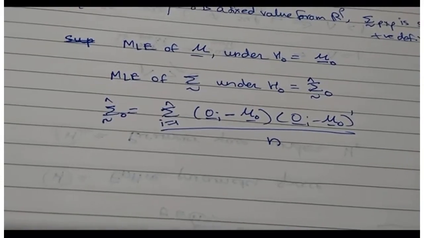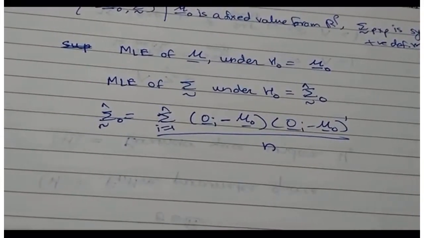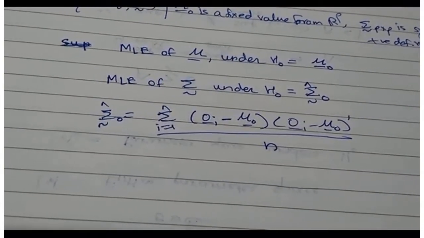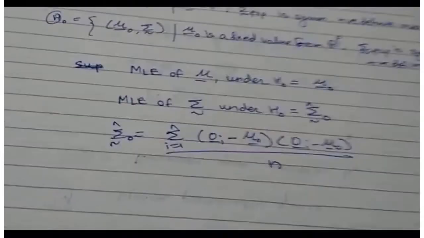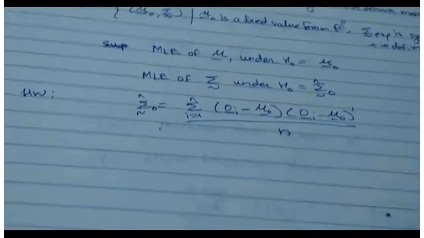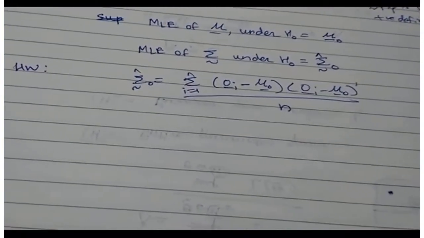If you recall the univariate setup, you know that when the population mean is known, the estimate of sigma square is done by using a similar technique, that is by replacing the sample mean by the known value of the population mean. So this is the exact equivalent of that, but as I said, I am not going to derive it here. This is your homework. Try to derive sigma naught hat.